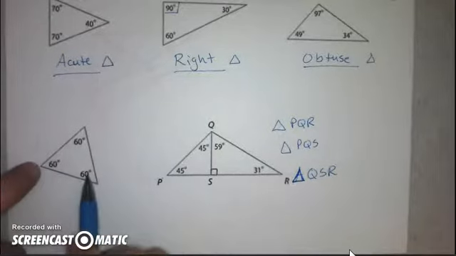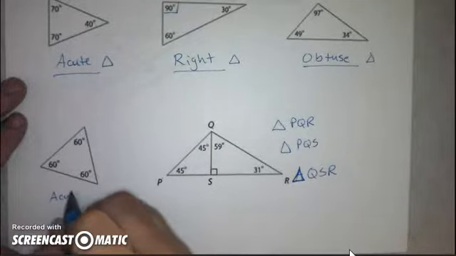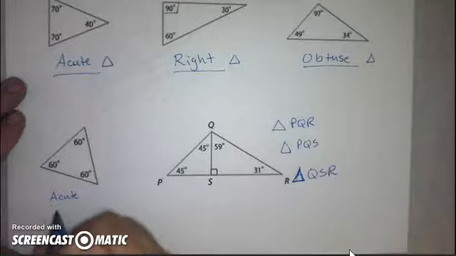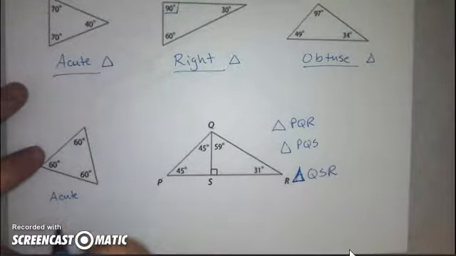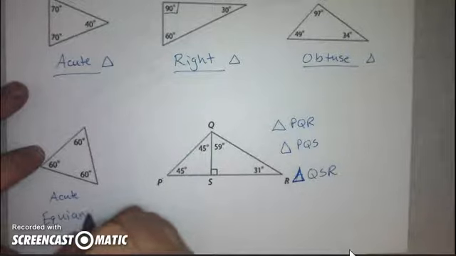Since all three angles are the same measurement, they're all 60 degrees, this is technically acute because they're all less than 90, but the more descriptive classification is equiangular.